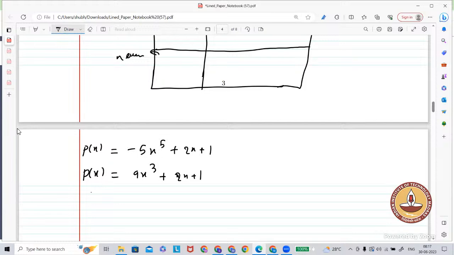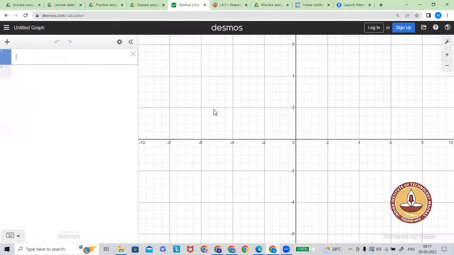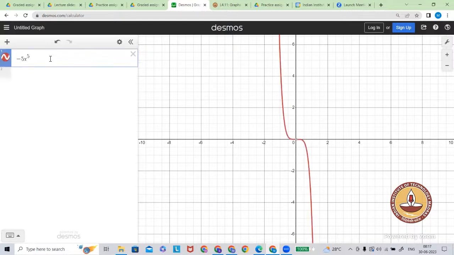Now let's draw the graph of this polynomial. How will it look like? I have Desmos open. Let me open the Desmos here. So we have the first one, which is minus 5x^5 plus 2x plus 1. So if you see this, in this case, this is an odd degree polynomial and this is negative.